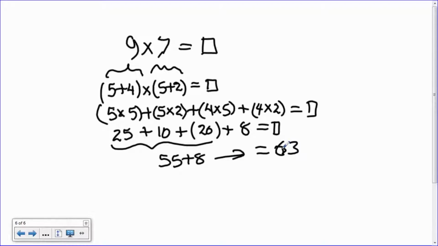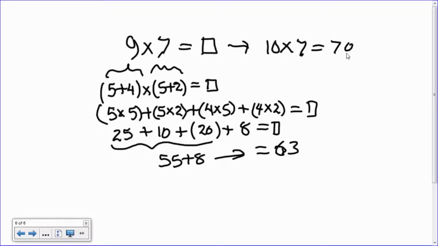Is that the only way? No, it could be that if kids like to work with 10s, instead of finding 9 7s, what would happen if they found 10 7s? 10 7s is 70, but you only want 9 7s, not 10 7s.